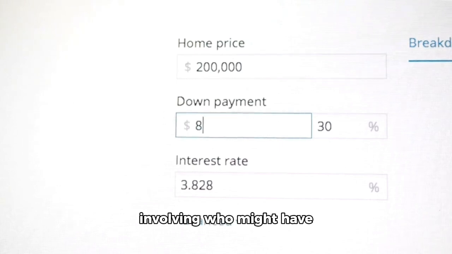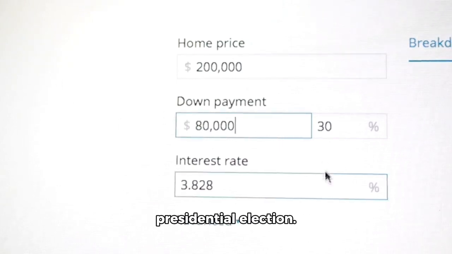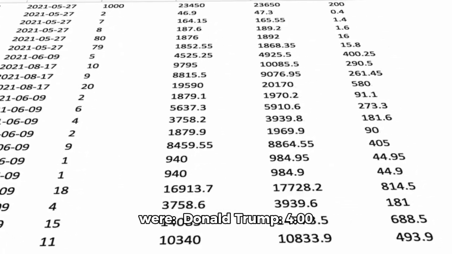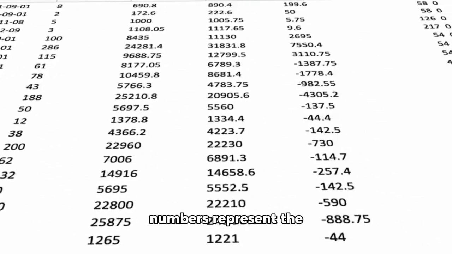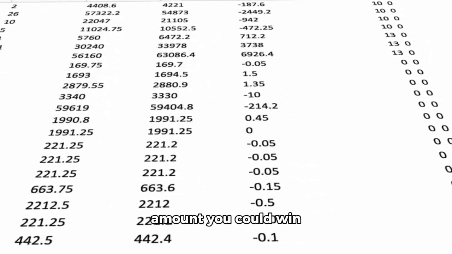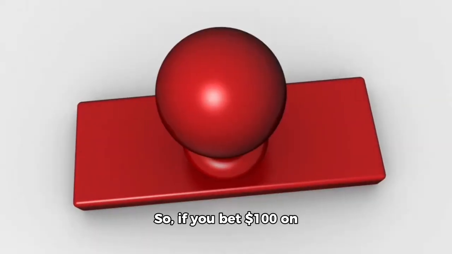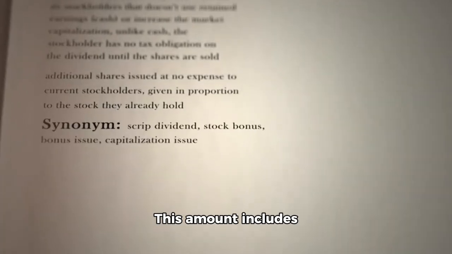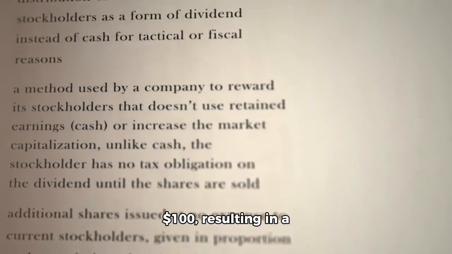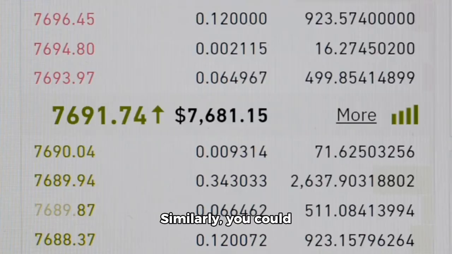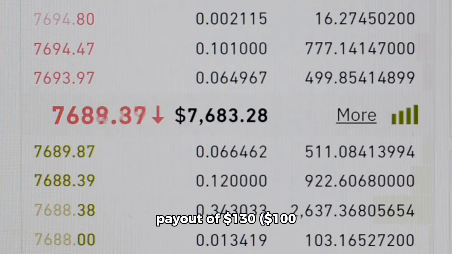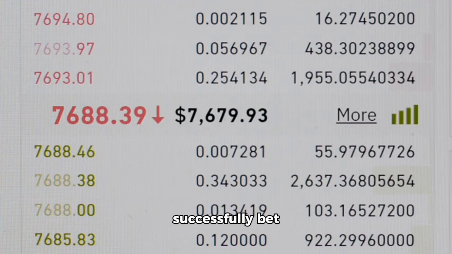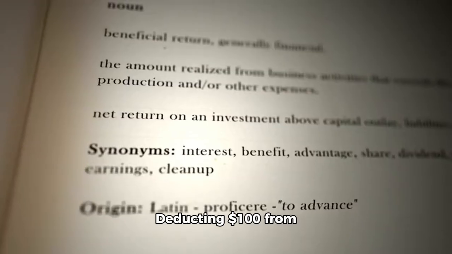Let's look at an example involving who might have won the 2020 US presidential election. Suppose the decimal odds were Donald Trump 4.00, Joe Biden 1.3. These numbers represent the amount you could win against each $1 you put at stake. So, if you bet $100 on Donald Trump to be re-elected as president, you could receive a total payout of $400, $100 x 4.00. This amount includes the initial stake of $100, resulting in a net profit of $300. Similarly, you could receive a total payout of $130, $100 x 1.3, if you successfully bet $100 on Joe Biden. Deducting $100 from this return gives you a $30 net profit.